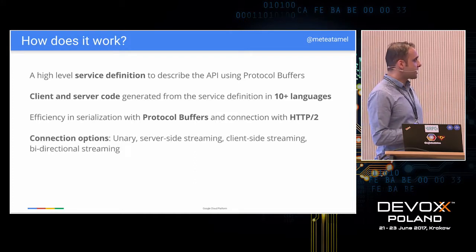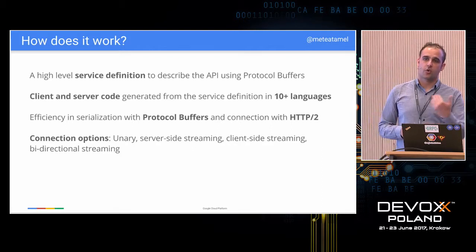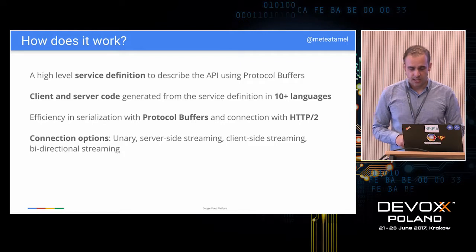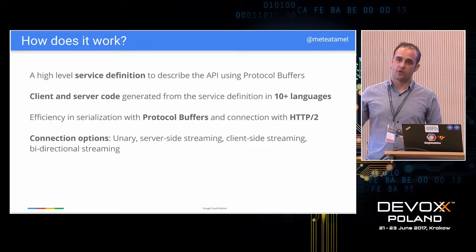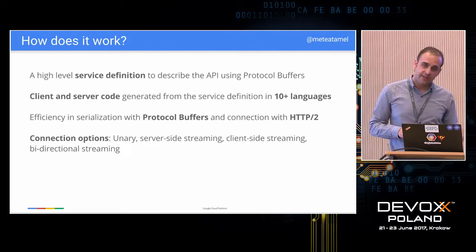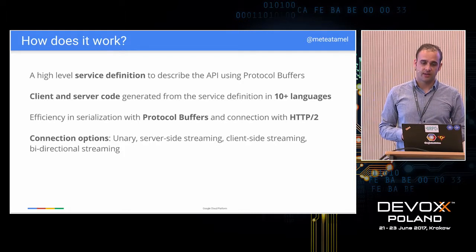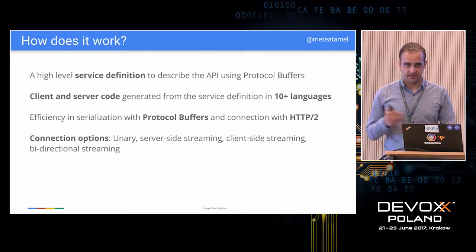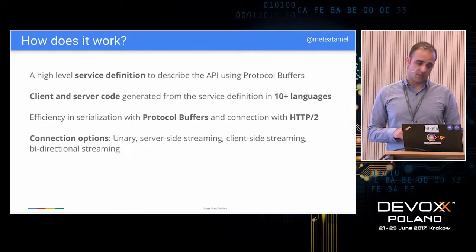And then you also have some connection options. If you want to just make a request and get a reply, like regular HTTP, you can have unary connections. If you want server-side streaming, you have a connection open, and the server just streams a lot of data. For example, for a financial stock application, you have server-side streaming. If you want the client to stream data, you have client-side streaming. And if you want bidirectional streaming, where the client and the server can send data at any time, you can have that as well.